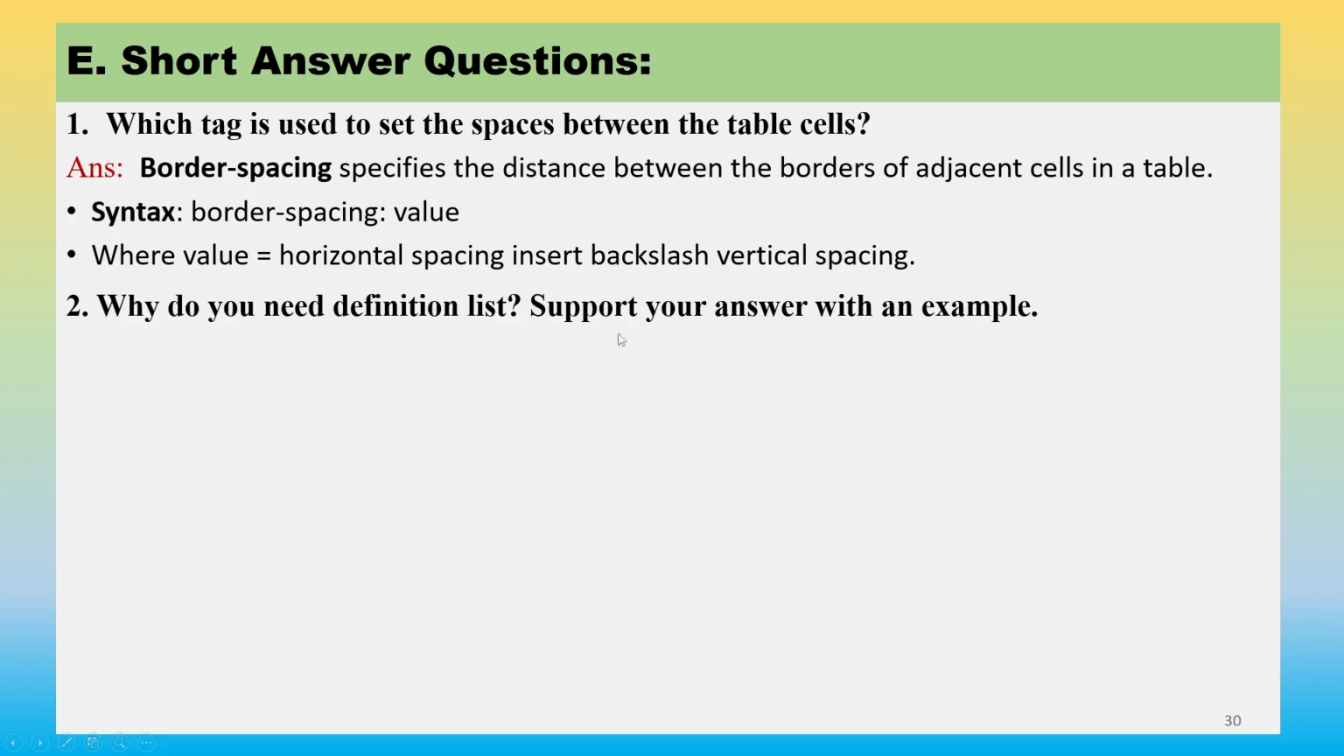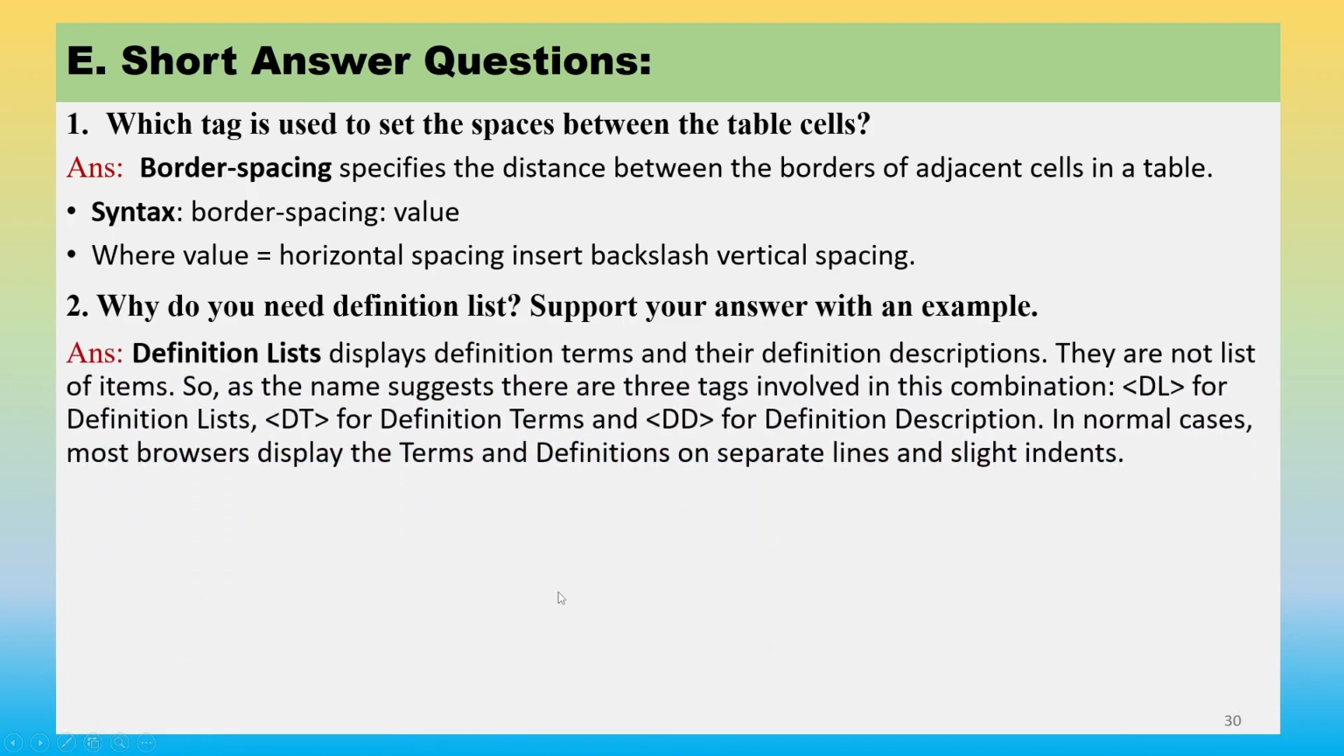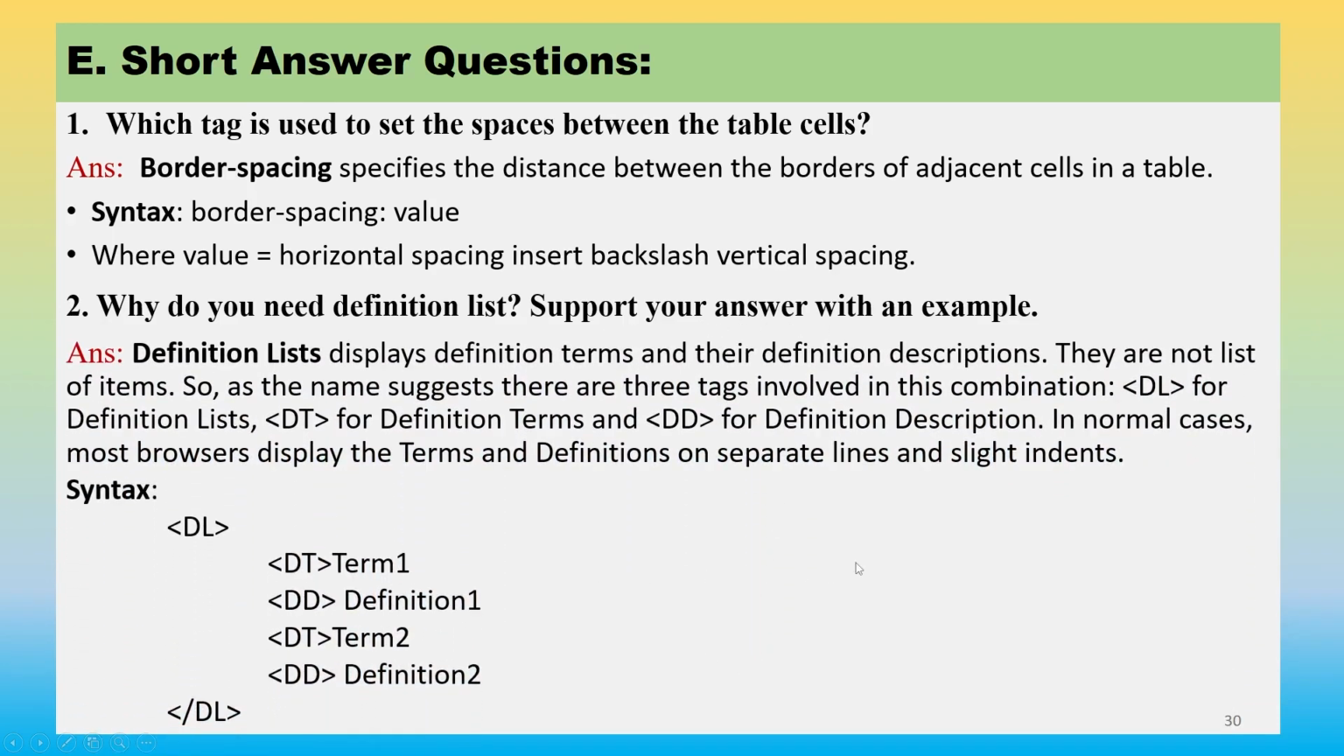Support your answer with an example. So, definition lists display definition terms and their definition descriptions. They are not a list of items. As the name suggests, there are 3 tags involved in it: DL, DT and DD. In normal cases, most browsers display the term and definition on separate lines and slight indents.